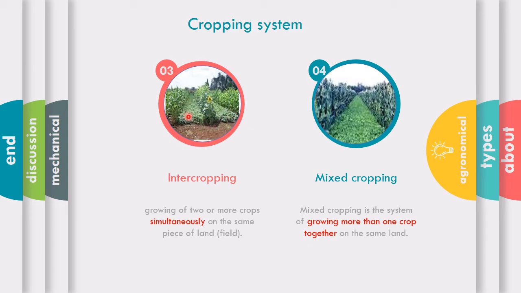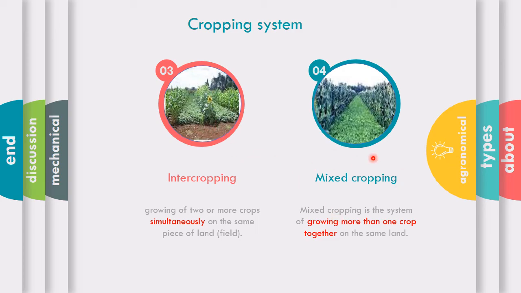It is shown in this image. See here, we are growing two or it may be more than two crops. When they are grown simultaneously in the same piece of land, it is called intercropping. Between two crops, say sunflower, we are growing some other crop. Likewise, this is called intercropping.